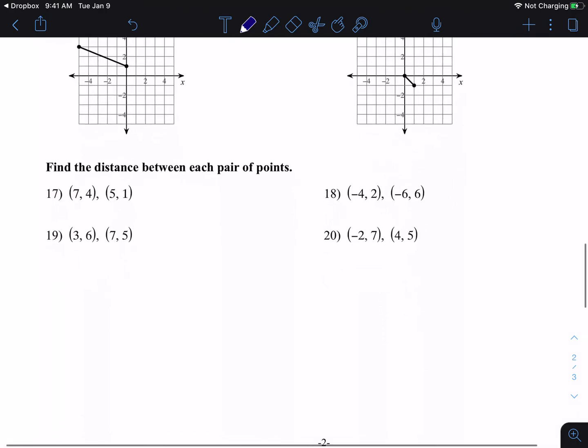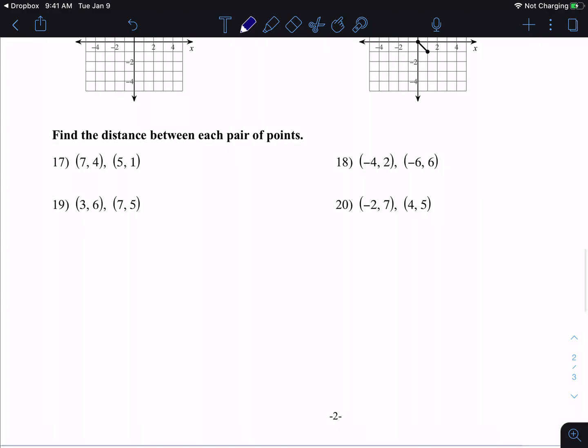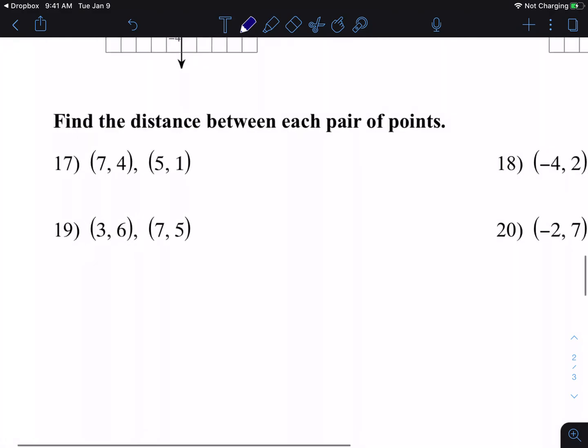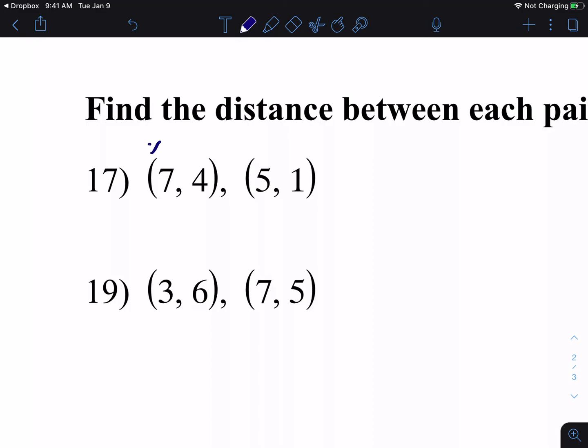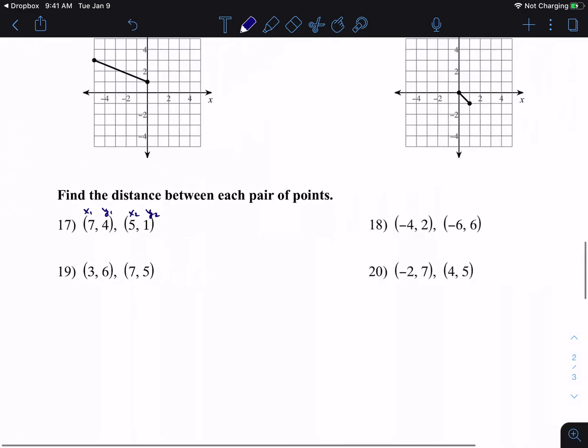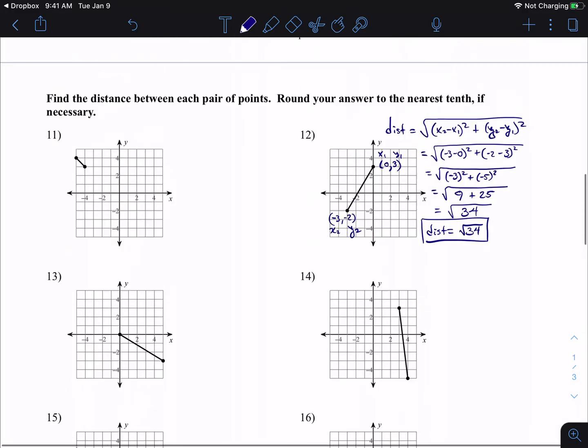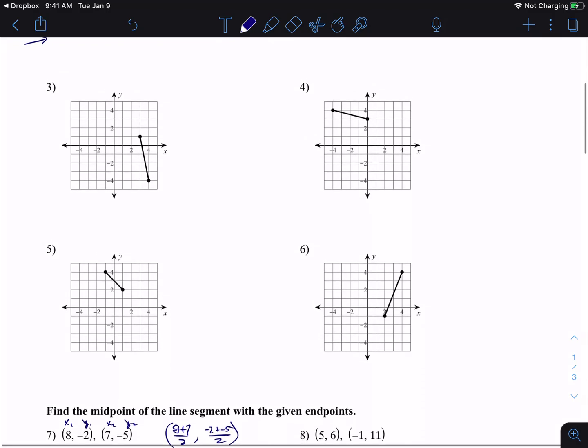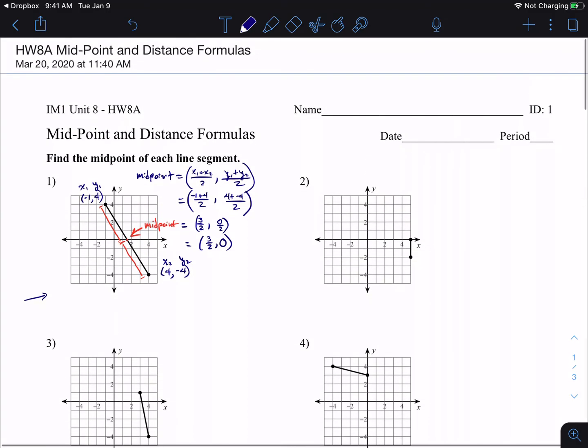And then these right here are just pairs of points. You already have those, and all you have to do is call this x1 and y1 and x2 and y2. So there's an example of how to do the problems in this homework. Good luck. If you have questions, go ahead and send me an email or send me a message in Google Classroom and say that you need some help on this. Okay? And good luck, and we'll talk to you soon.